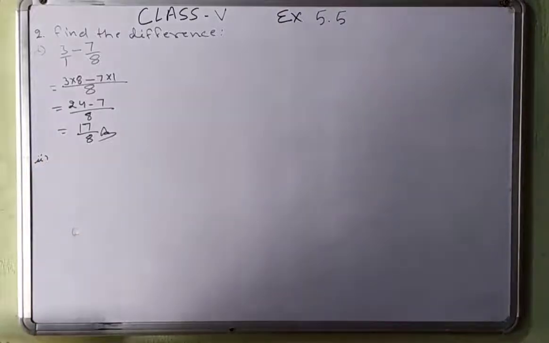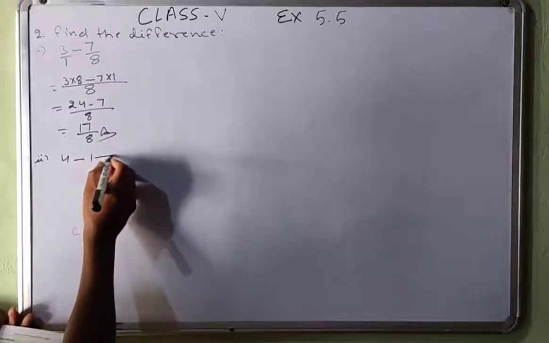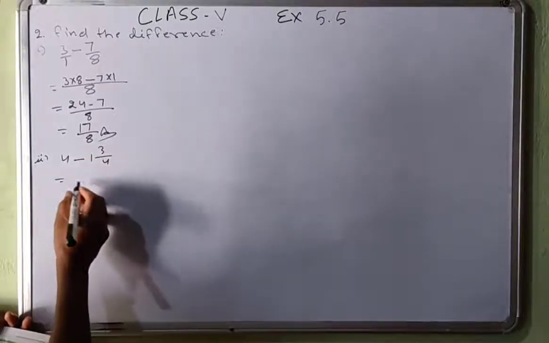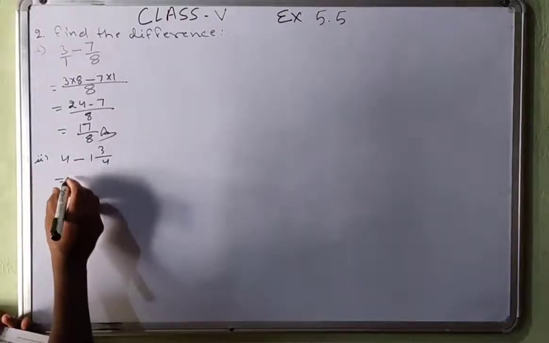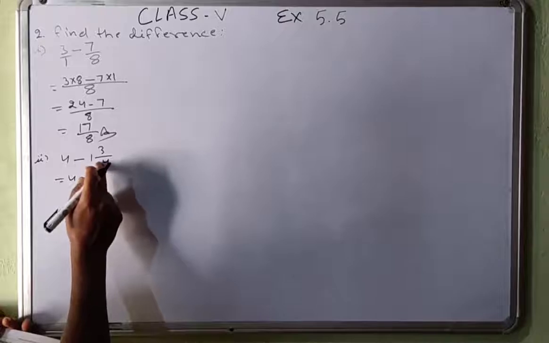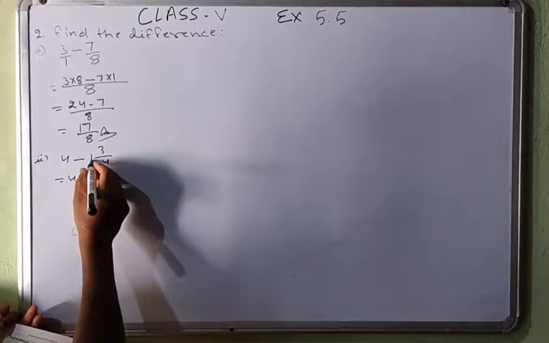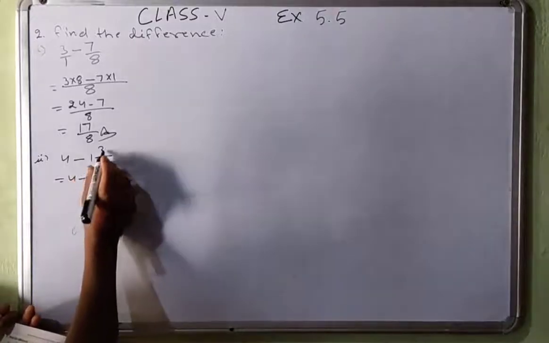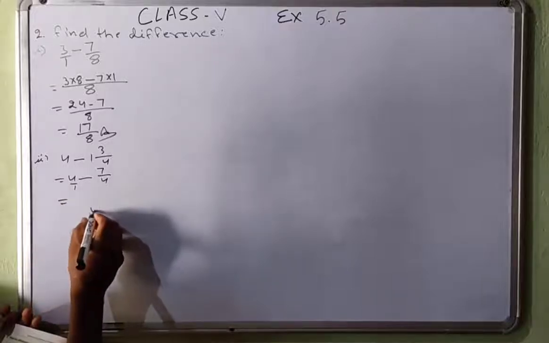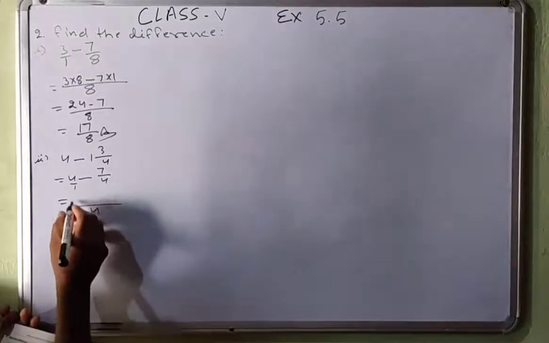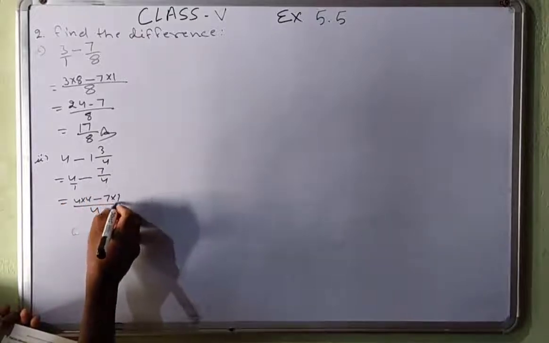Second part, 4 minus 1 whole 3 upon 4. So first of all you will convert this mixed fraction into an improper fraction. So 4 ones are 4, 4 plus 3, 7 upon 4. Here also you can write 1. So 4 is the LCM. So multiply both: 4 into 4 minus 7 into 1.